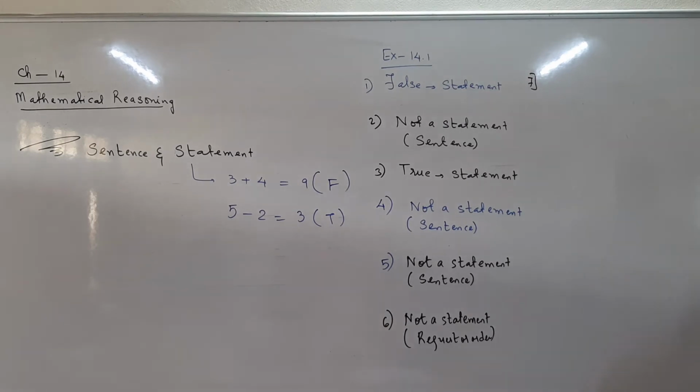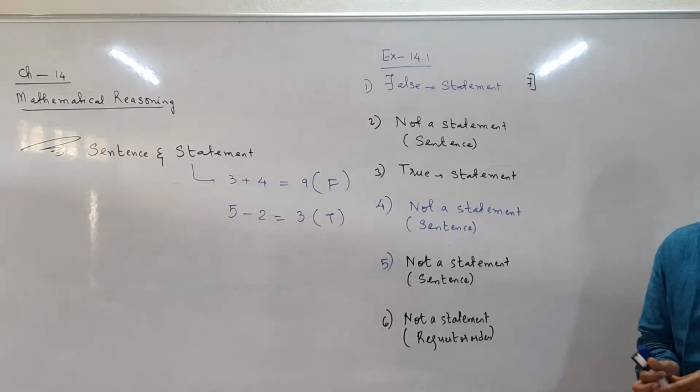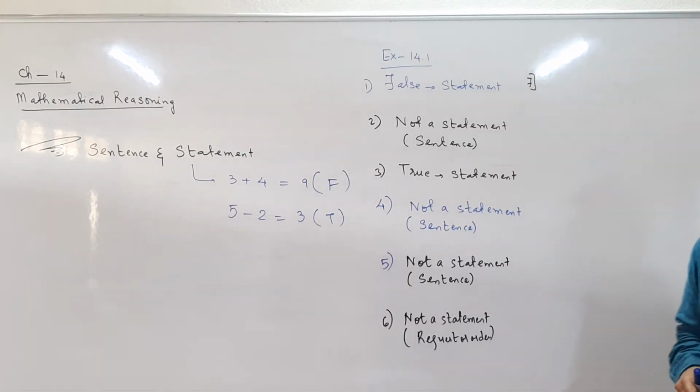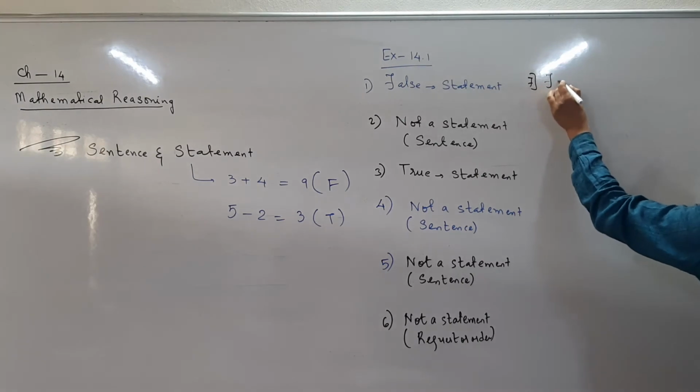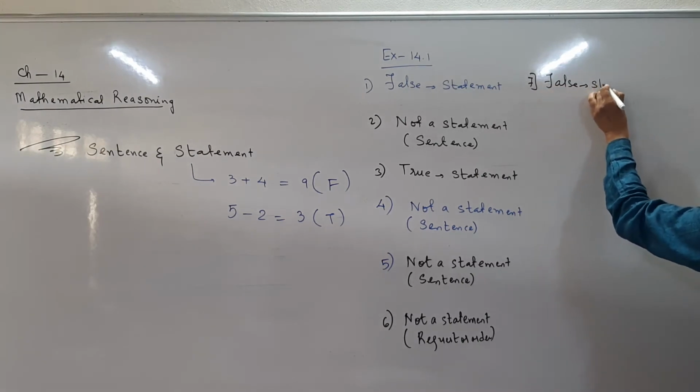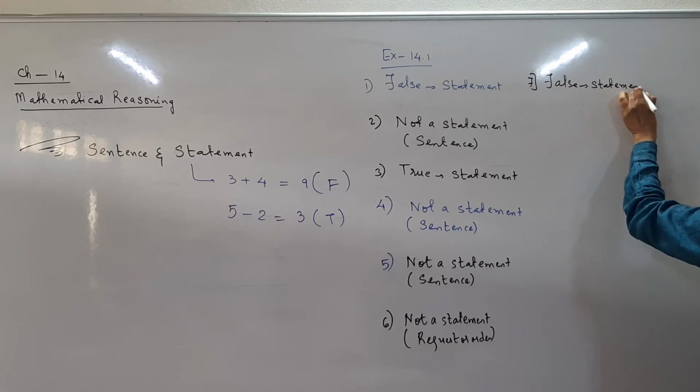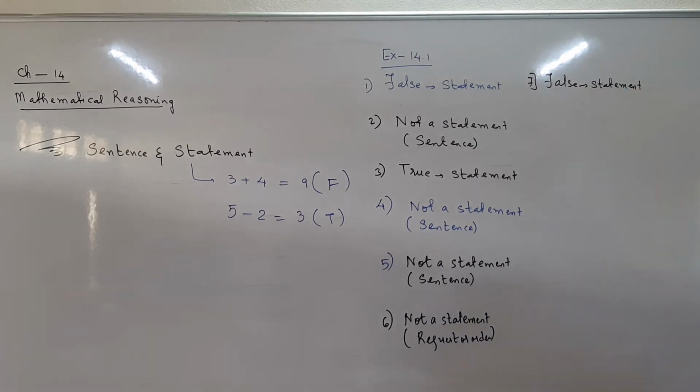7. Students, the product of minus 1 and 8 is 8. Now all of you know that minus 1 into 8 is minus 8, and here it is given 8. So this is universally false, and hence it is a statement. This is universally false because the product of minus 1 and 8 is, students, minus 8.